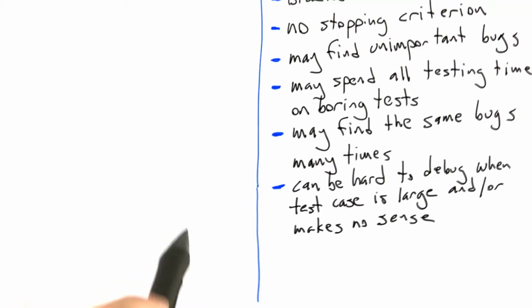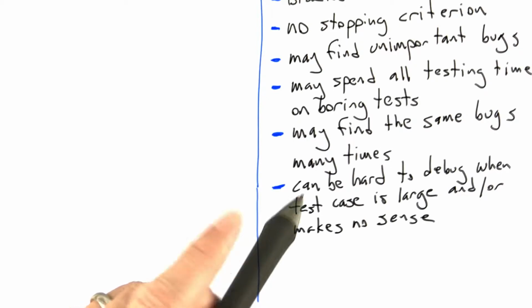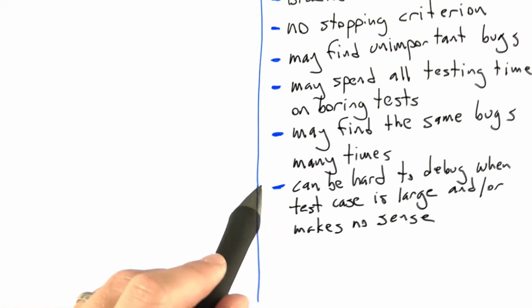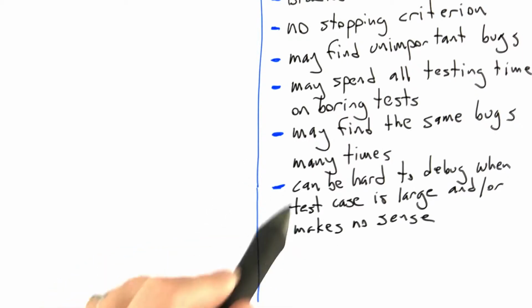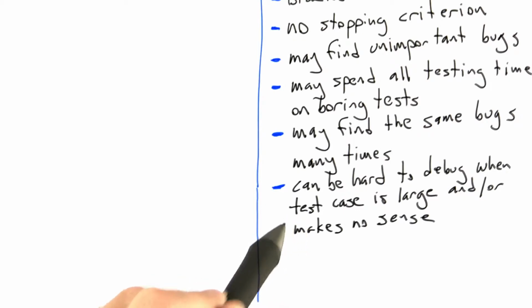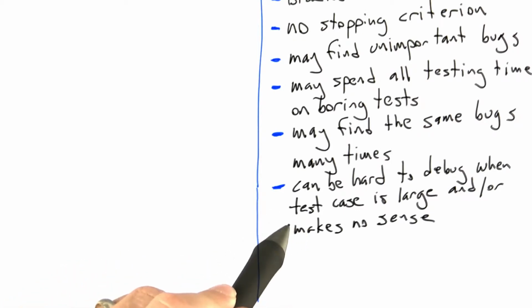So another problem is that it can be very hard to do debugging when the test case is either very large and/or nonsensical. What I mean here is that the random test case that triggers a failure in some software under test might be many megabytes long, and it may have no usable human interpretation. And in those cases, debugging the software under test can be really hard. There's a pretty good solution to this problem that I'll talk about a little bit later.